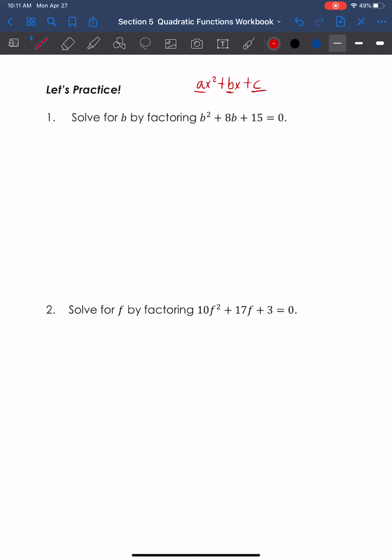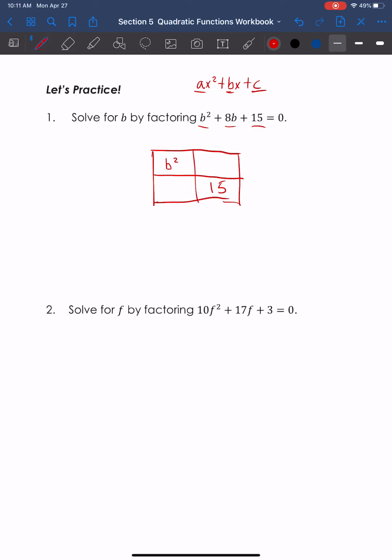The way that we do factoring is by using the area model. This is a trinomial, and what we need to do is turn that trinomial into a binomial. We're going to have two binomials when we finish this off. Here we go. The squared term always goes in the top left box, and the constant always goes in the bottom right box.